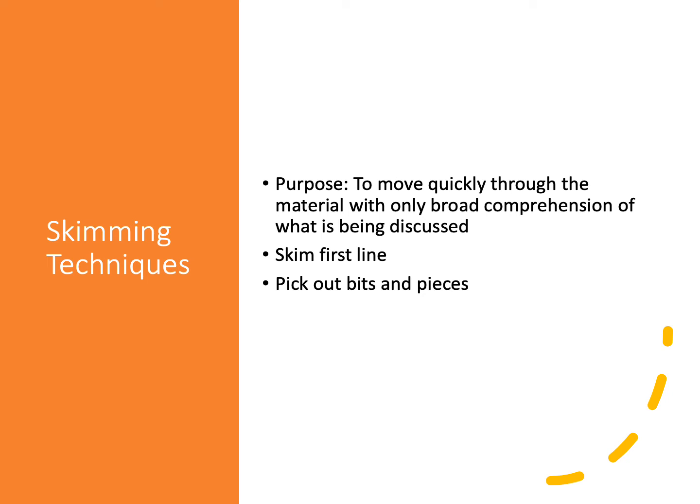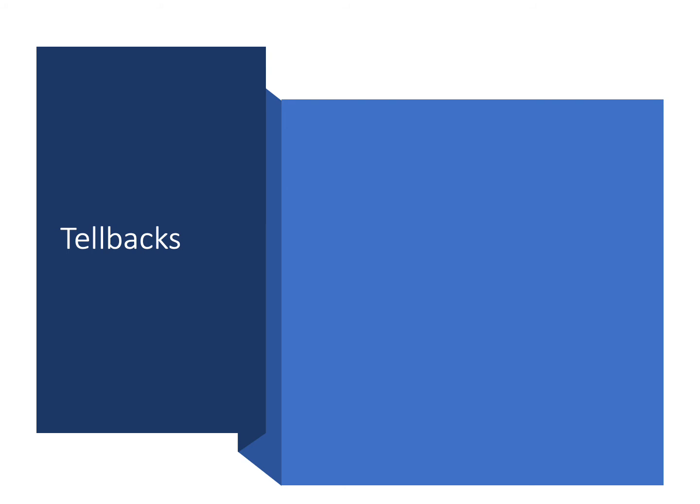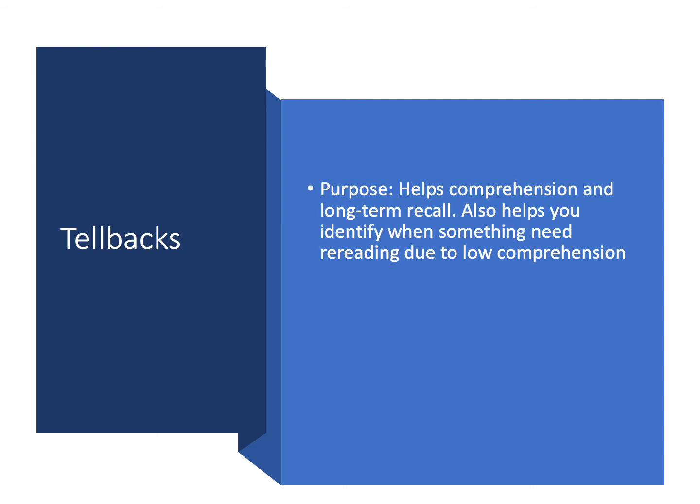One strategy that I find very helpful is what we call tellbacks. Tellbacks is a way for you to stay engaged in the article. It also requires that I am actively thinking about what I'm reading as I'm reading it. This is something that at first requires a little bit more attention and time, but over time, it's so helpful and actually increases reading retention. So it helps comprehension and long-term recall. It also helps you identify when something you need to reread due to low comprehension.